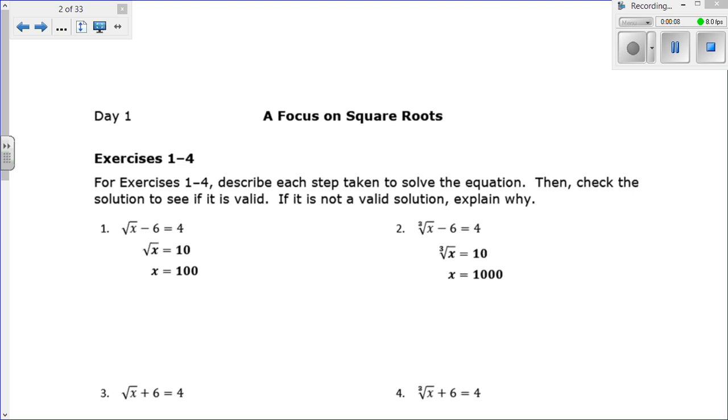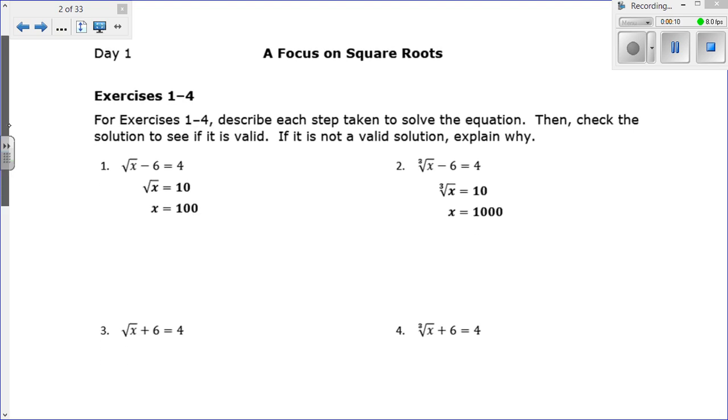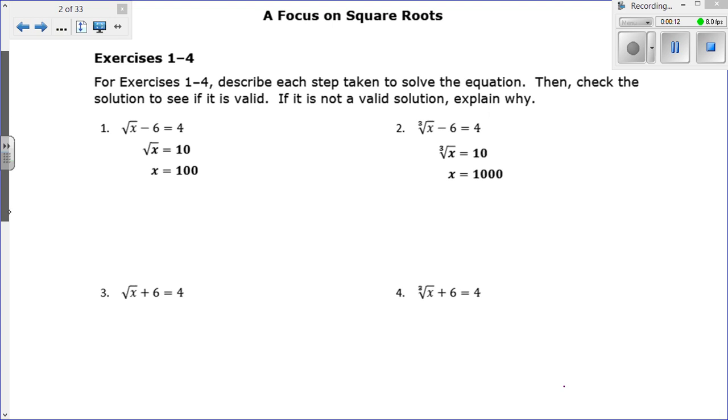All right, today we're going to start by focusing on square roots and cube roots. So for exercises 1 through 4, describe each step taken to solve the equation, then check the solution to see if it is valid. If it is not a valid solution, explain why.